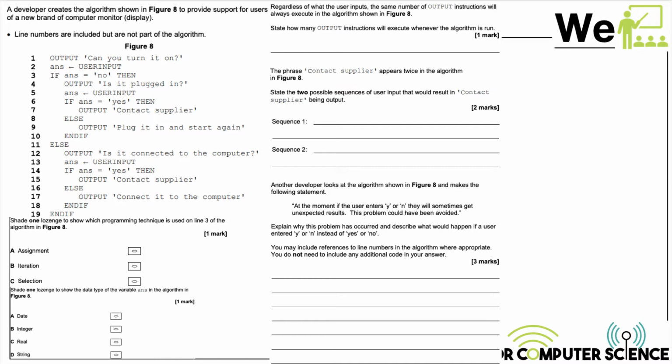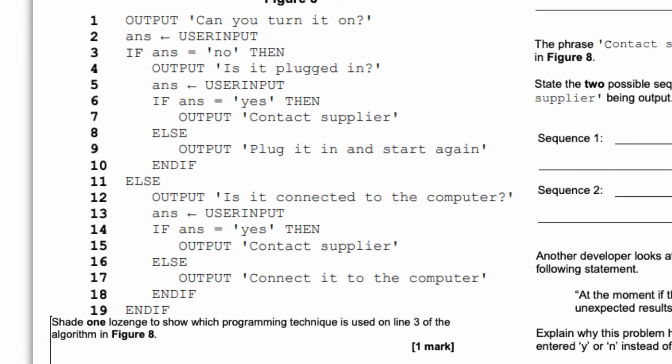So we've got a developer creates the algorithm shown in figure 8. So that's this algorithm here, to provide support for users of a new brand of computer monitor. Okay. So it outputs a message to the user on line 1, can you turn it on? Then the user responds in some way, and that's assigned to the variable ans. In fact, why don't we zoom in a bit so we can see it? Okay.